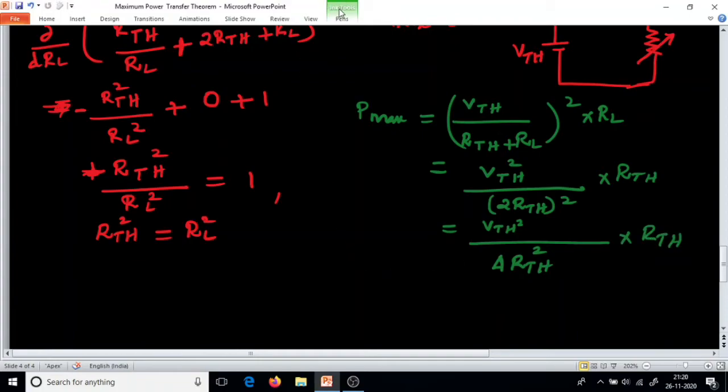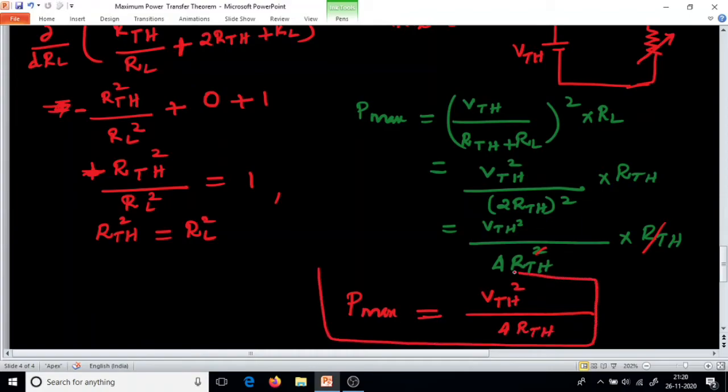So now we will get the equation for Pmax. Maximum power is transferred when VTH square divided by, RTH and RTH square cancel, 4 RTH. So this is the equation for maximum power transfer.